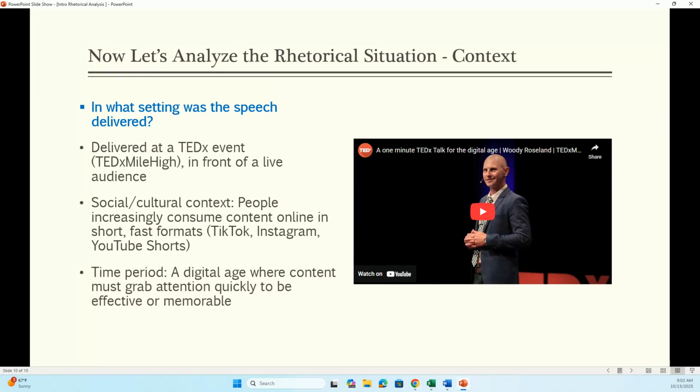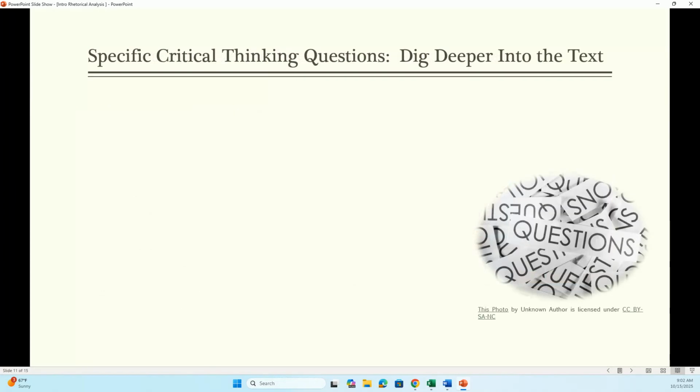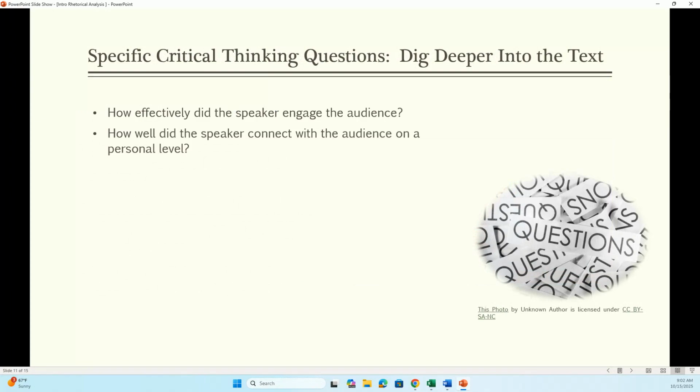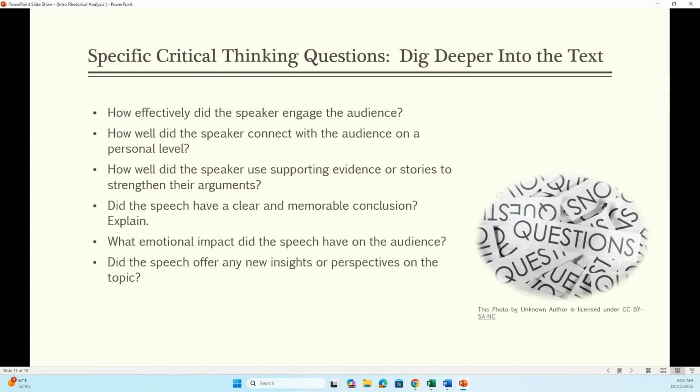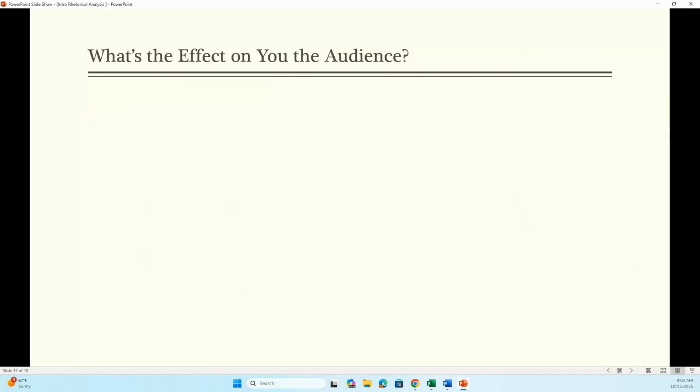So the time period: we're in the digital age where content has to be grabbed quickly or made short to grab attention quickly. Otherwise, you run the risk of it not being effective or memorable. Right? So these are some other questions I'm going to go into. I put all these questions on one slide so you can see, but I'm going to skip through those. You can come back to those later and just touch on a few of these.